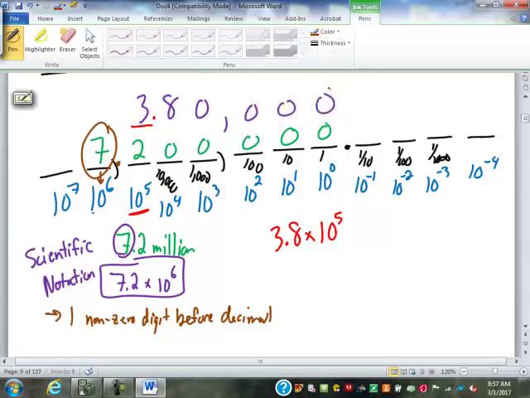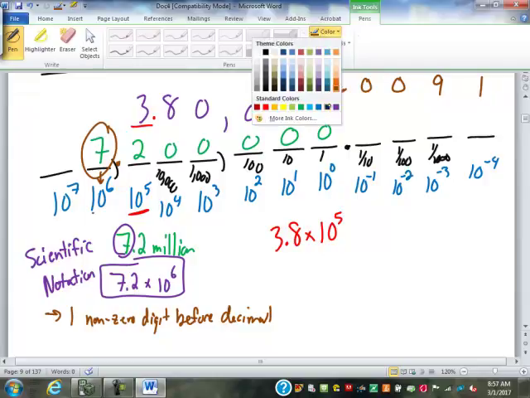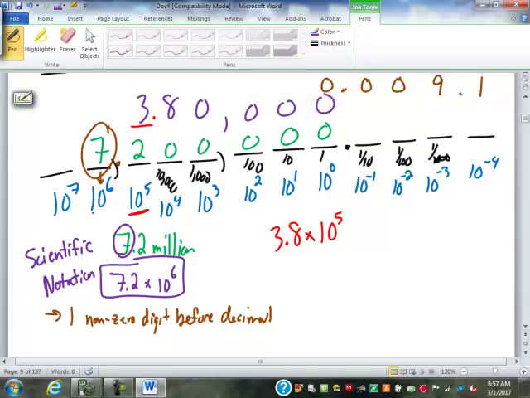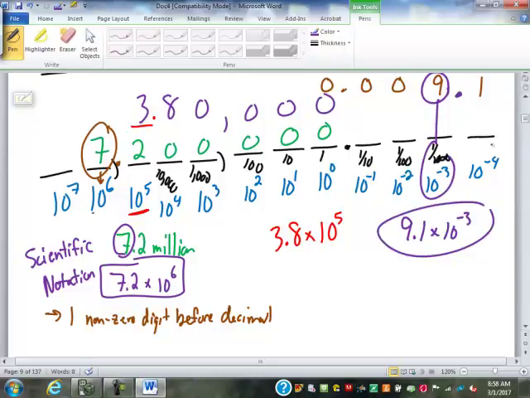Or you might have 0.0091. So again, to put that into scientific notation, the decimal point has to go there, because you can only have one non-zero digit in front of the decimal, so it has to be the 9. So it's going to be 9.1. What place value is the 9 in? 10 to the negative 3. So that is technically how we put numbers into scientific notation. And the key is only one digit in front of the decimal. It cannot be 0.